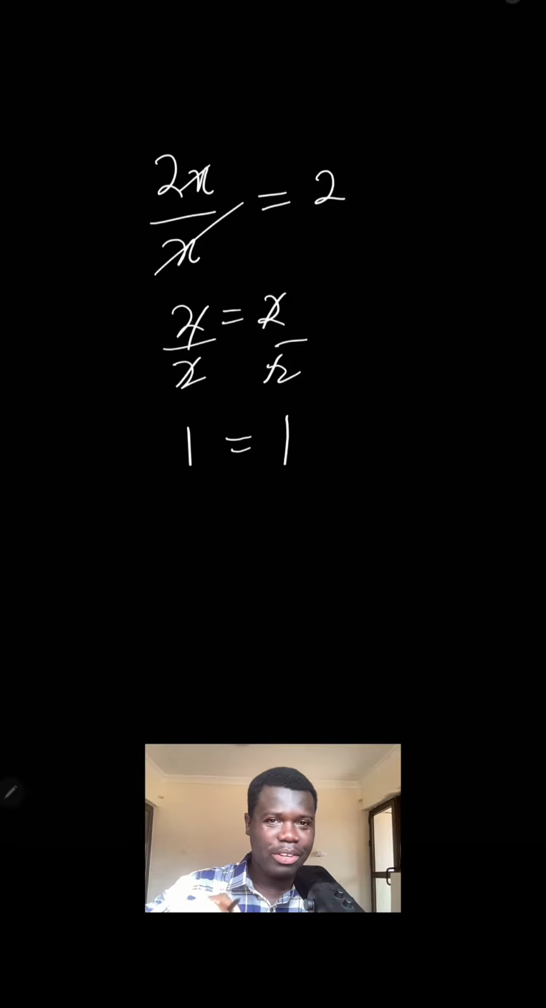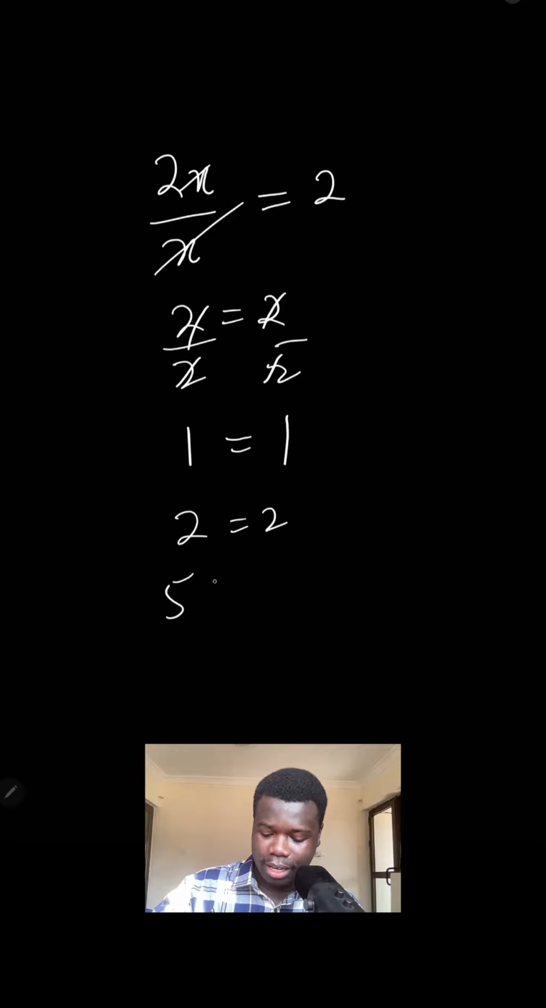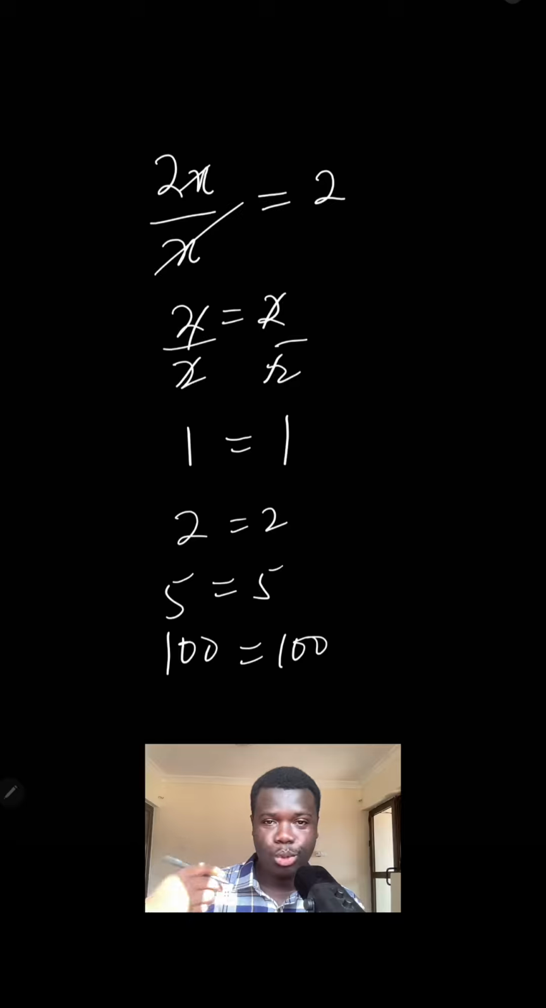The question looks very simple, but the moment you start getting these kinds of answers, you might think the question is wrong. Actually, it is correct. Anytime you are getting something like 2 equal to 2, 5 equal to 5, and 100 equal to 100, you are not wrong. It's actually true because 100 is actually equal to 100. That is the expression here.